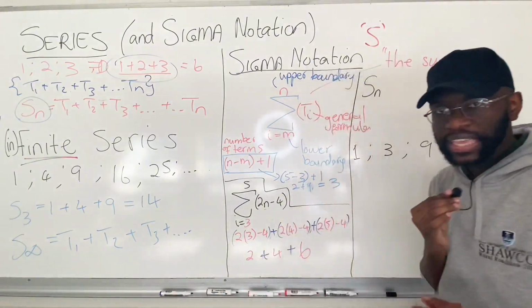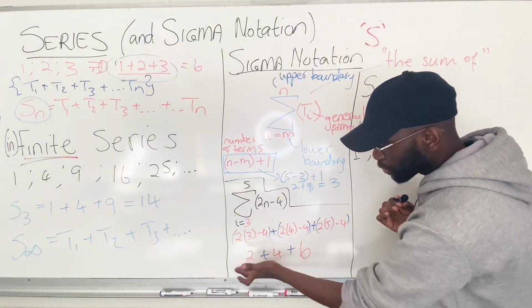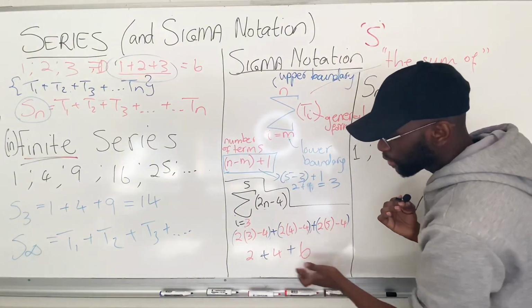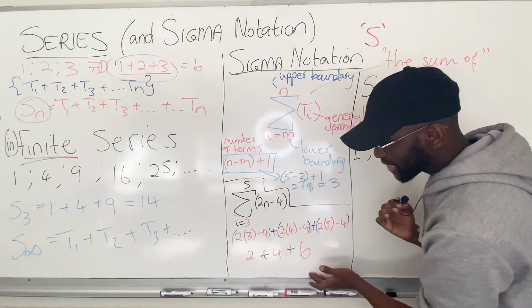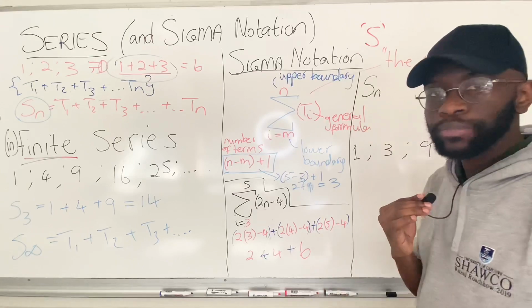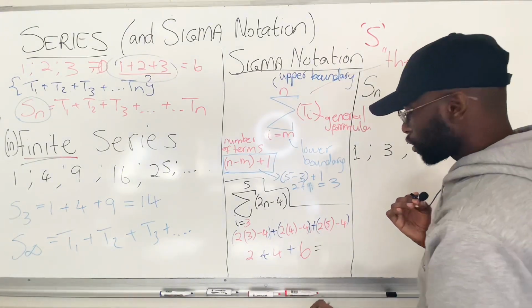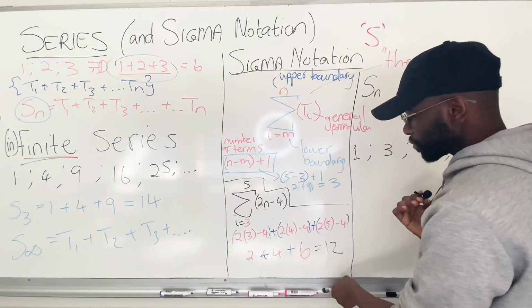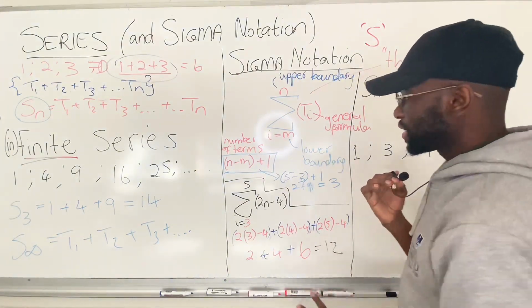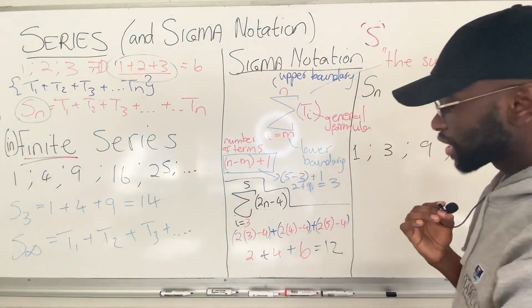So when they say expand a sigma notation, this is what you must provide. So this is the terms of this sequence expanded in series that is presented by the sigma notation. But if they say find the sum, then you will say, okay, it is equal to 12. Do you understand? So this is how our sigma notation works.